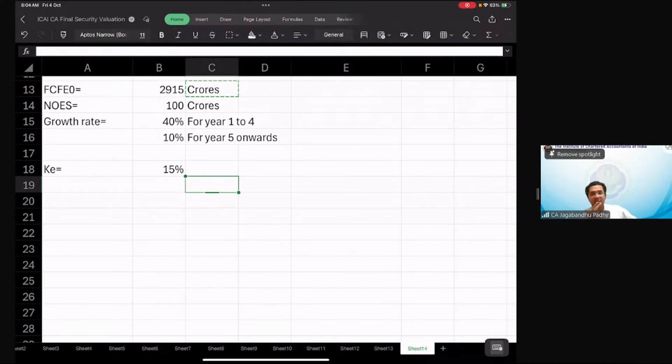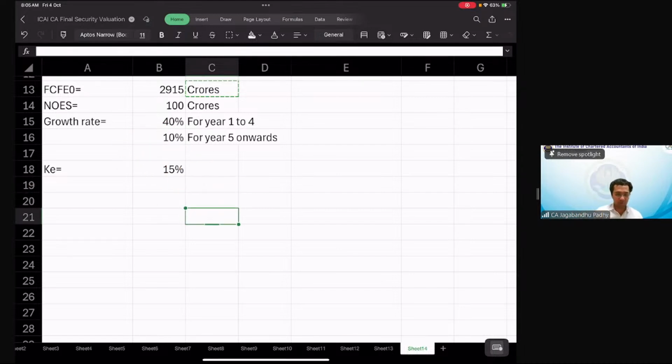Remember two growth rates: a super high growth rate and a normal growth rate. Do you remember this, guys? We have done it in the last class. Correct? So can we get the value of the shares over here?